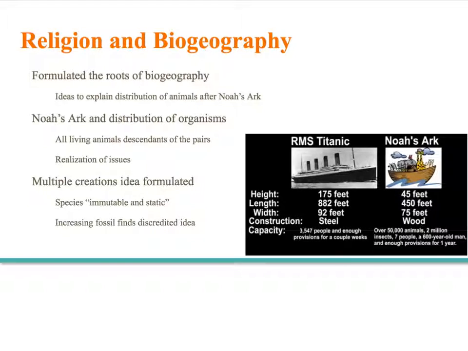The creationist idea formulated that species are immutable and static. Species that were immutable indicated that they will not change under any circumstance or condition. Furthermore, if these animals were supposedly static, that would leave no possibility of dispersal or migration.